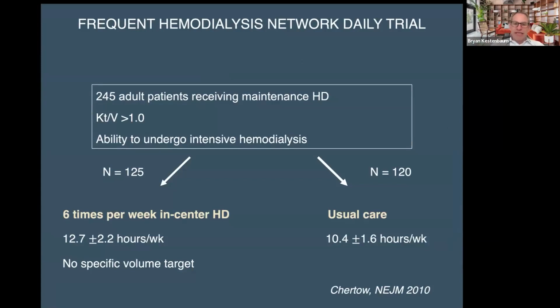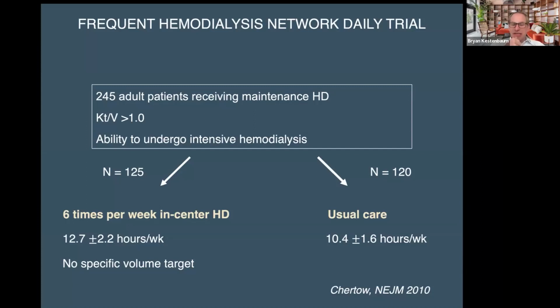These were just in the daytime trial. These were 245 adult patients receiving maintenance dialysis. The average KT/V had to be over 1, and the patients had to be able to tolerate intensive hemodialysis treatments. They were randomly assigned to 6 times per week in-center dialysis compared to usual 3 times a week dialysis.